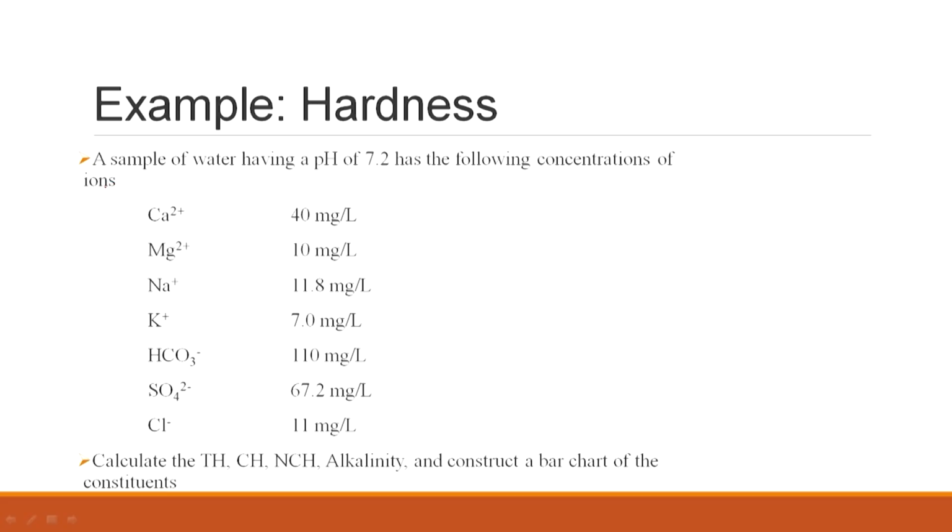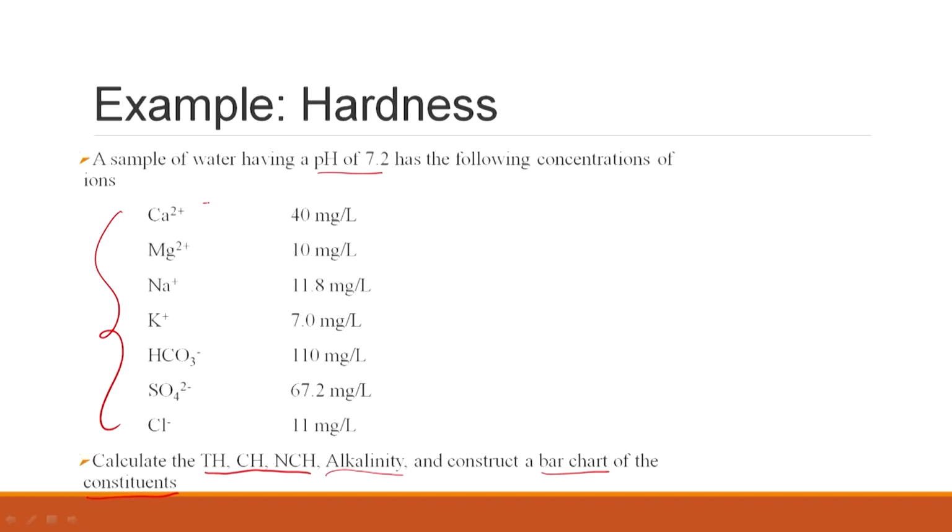So, here we have an example, and it looks like we have a sample of water having a pH of 7.2. I think this is from IIT Roorkee. This is the data that I got from there. Anyway, let us see. A sample of water having a pH of 7.2 has a concentration of the said ions, and you are asked to calculate the total carbonate and non-carbonate hardness and alkalinity and bar chart, but that is for understanding, right. So, let us understand what we have.